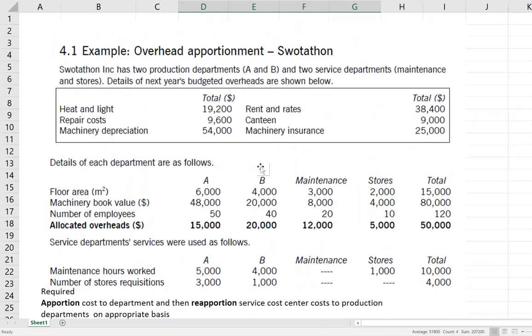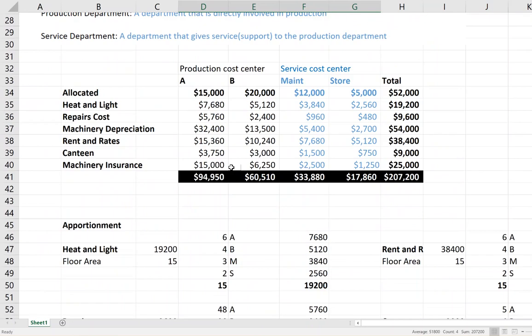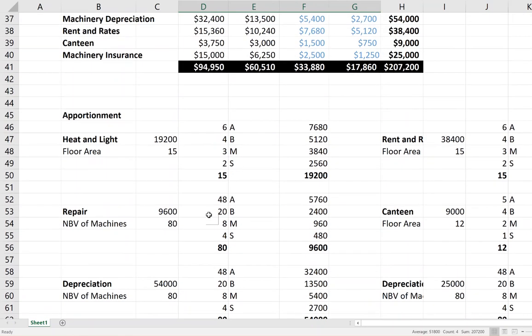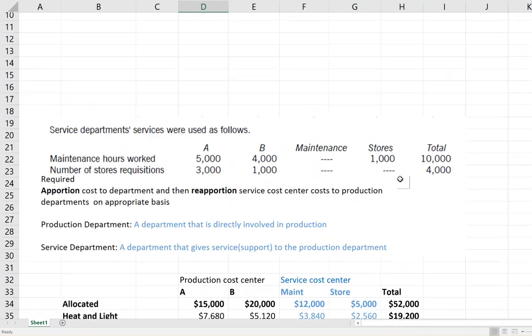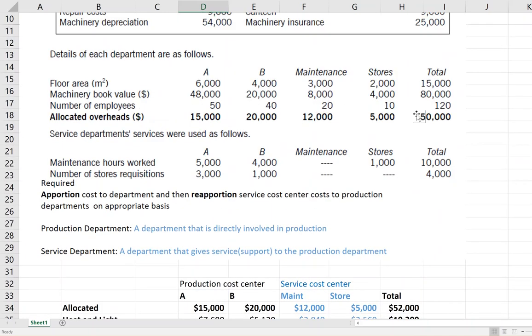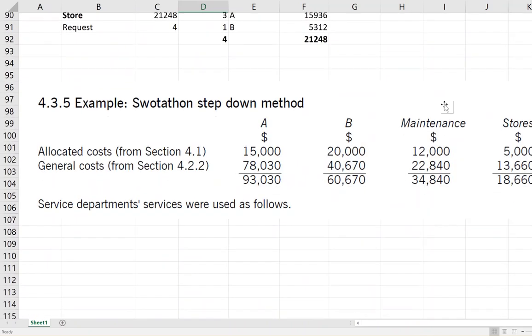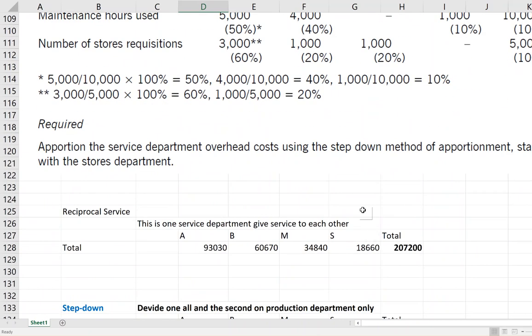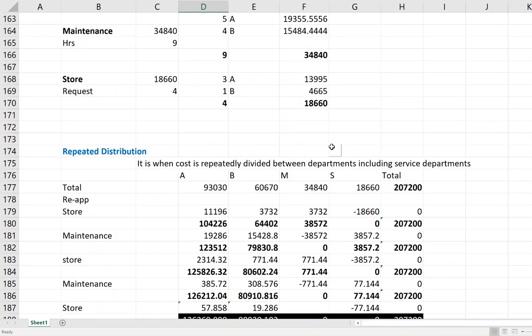I want to see whether it is done correctly. 48,20,84. 48,20,84. 5421. 5421. Yeah, it seems correct. But this other question is given a second time, so it could have a different figure. It doesn't matter. Next, we have repeated distribution.